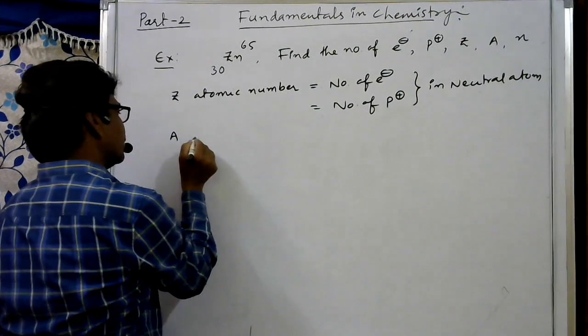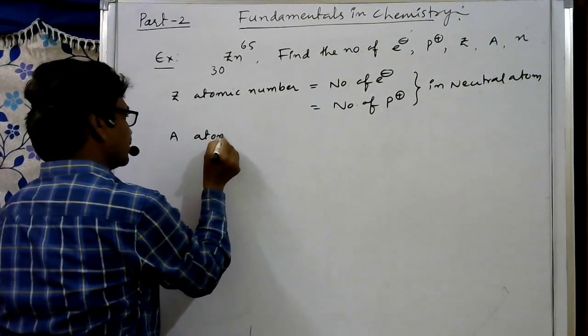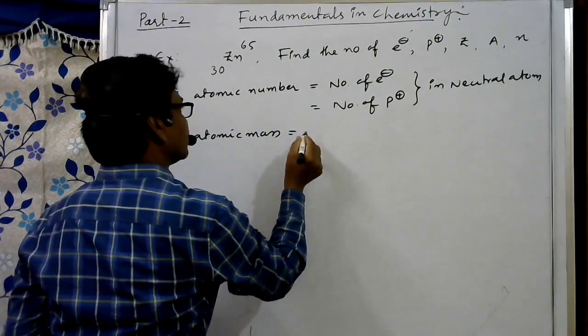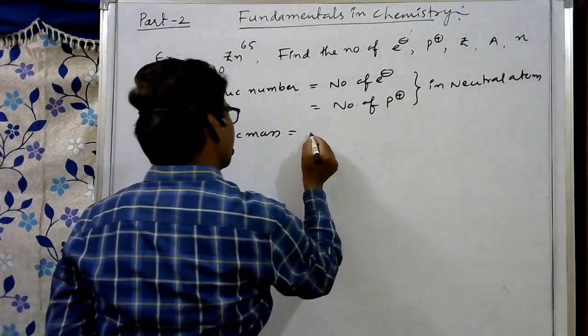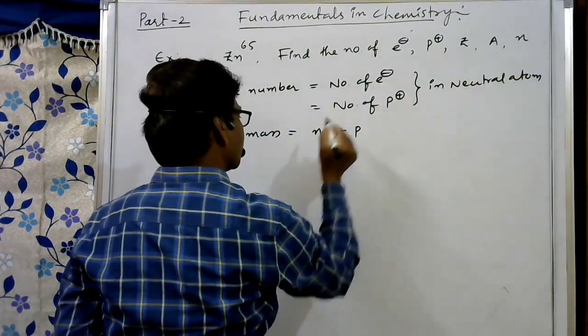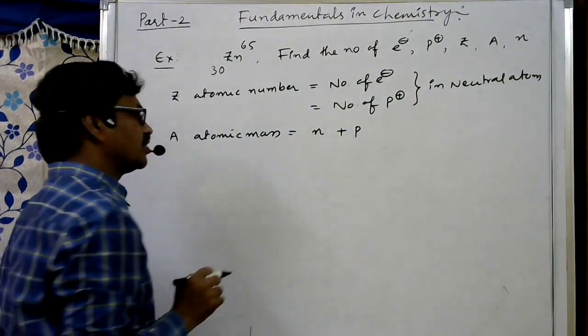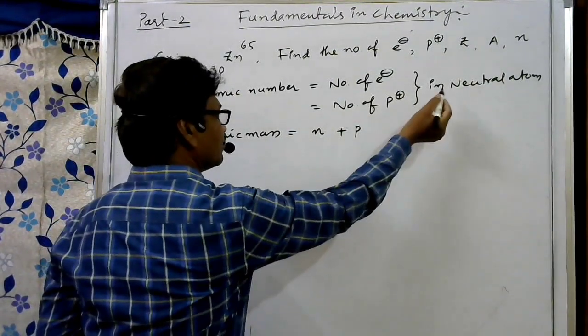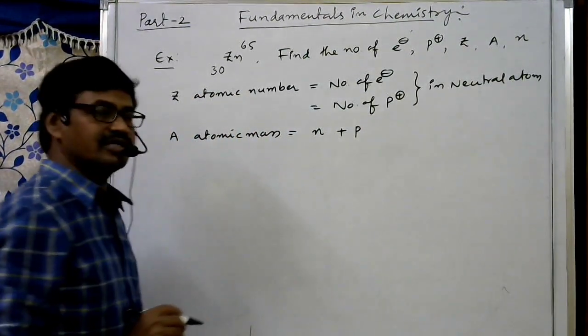Then this 65 is the A value. A is nothing but atomic mass, otherwise mass number. It is the number of neutrons plus the number of protons. Here the number of protons is nothing but the atomic number.